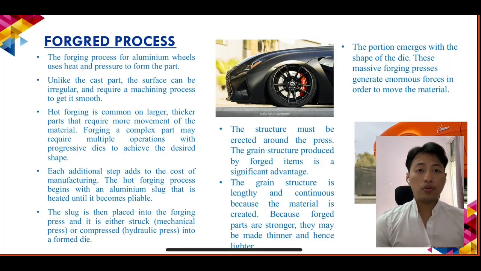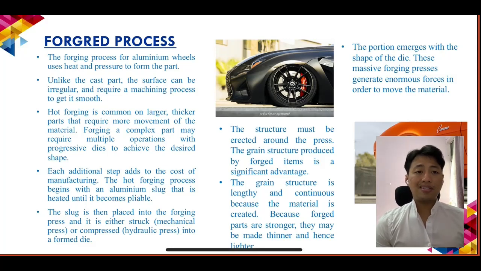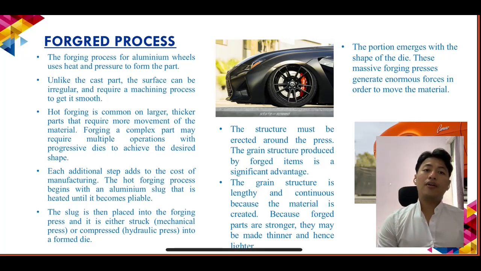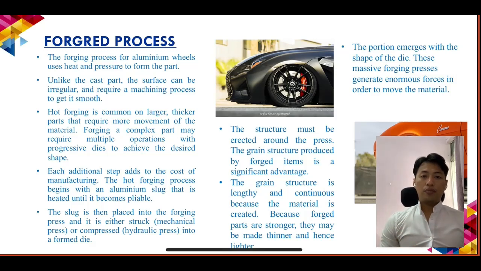My name is Mamaiman. I would like to share with you chapter 3, which is how we manufacture the rim wheel using the forging process. The forging process for aluminum wheels uses heat and pressure to form a part. Unlike a cast part, the surface can be irregular and requires a machining process to get it smooth. Hot forging is more common on larger, thicker parts that require more movement of the material.